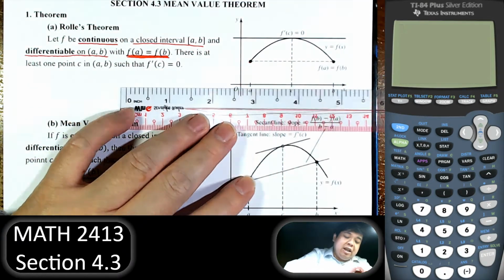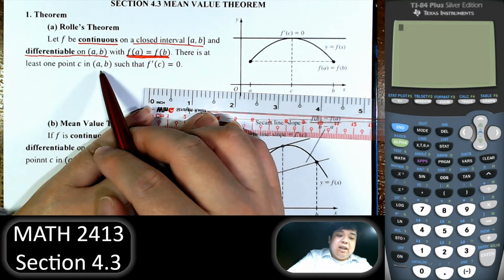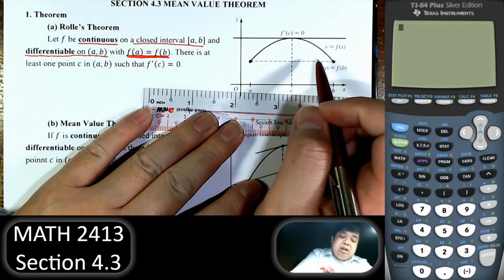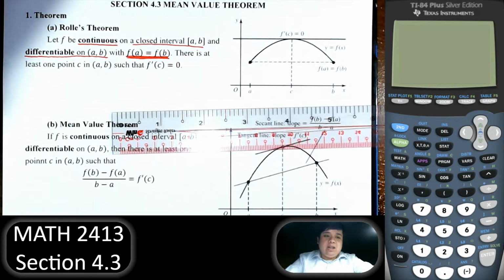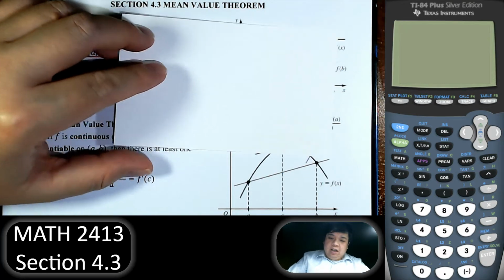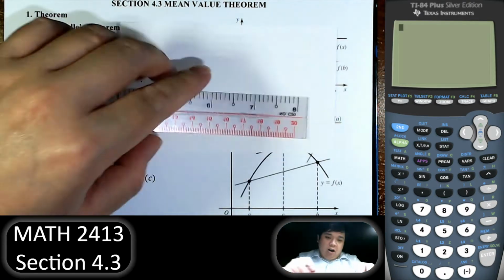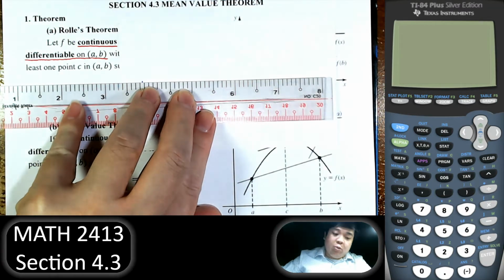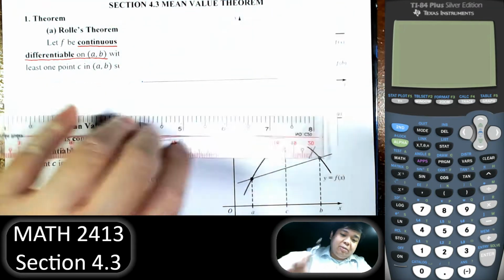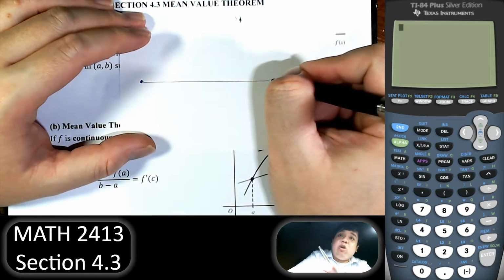In that case, it says there is at least one point c in the interval a and b such that the derivative equals 0. Right. So it says that if we have 2 points on the same level, by same level I mean they have the same y values, and the function has to be continuous and differentiable.